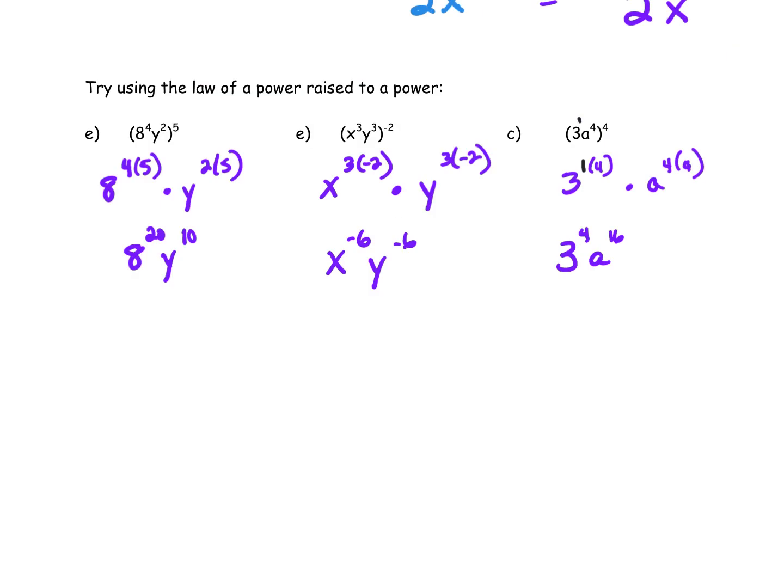Okay, here's what we should have based on our work. And I did want to address something. When I write this a long way, I usually use a times dot to kind of put space and separation between the 2 bases. However, when we write our answer, we put them side by side without the multiplication sign, as long as I have a number and a variable or 2 variables.